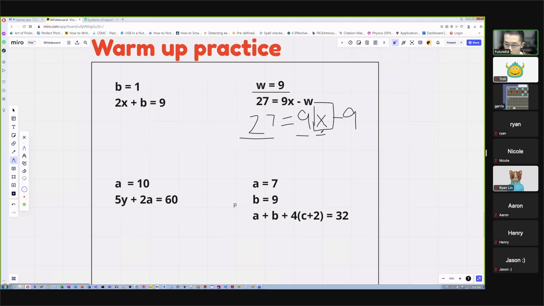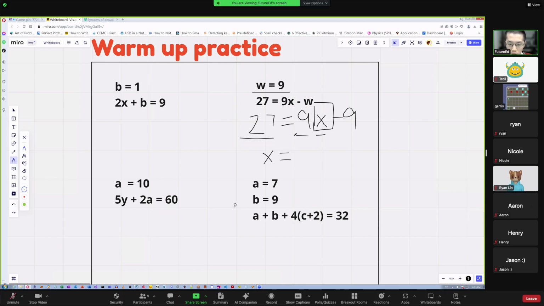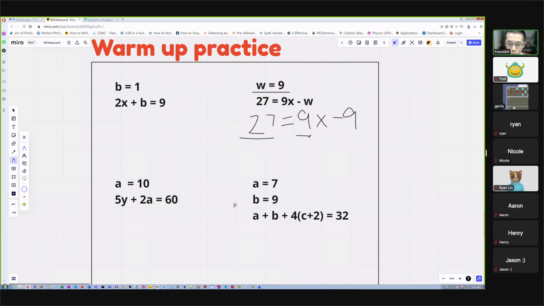Whenever we want to find x, we want the final equation to be something like x equals blah blah blah, right? Yes. Okay. So we need to somehow use math magic and turn this equation, 27 equals 9x minus 9, into x equals something. So what's the first thing we can do to the equation? We have 9x minus 9. And what's being annoying over here?